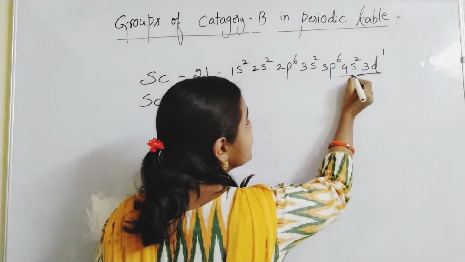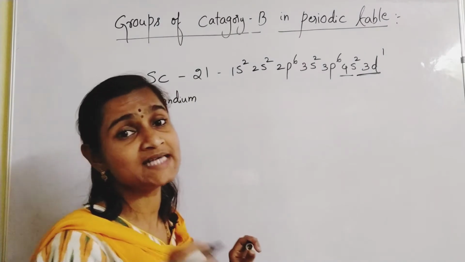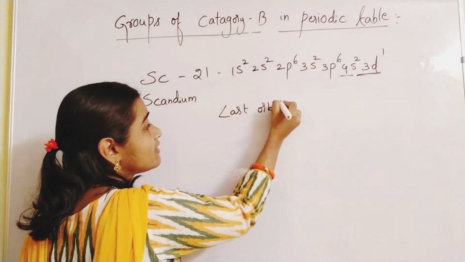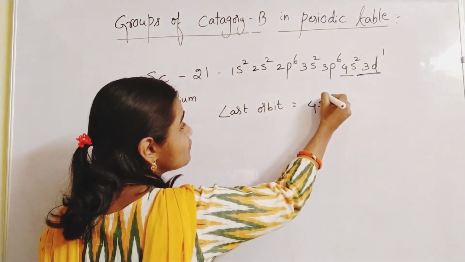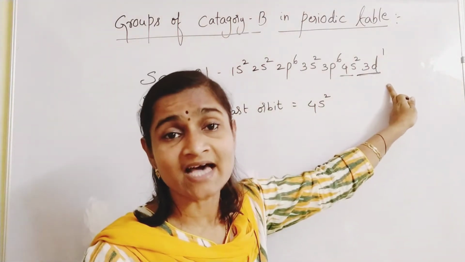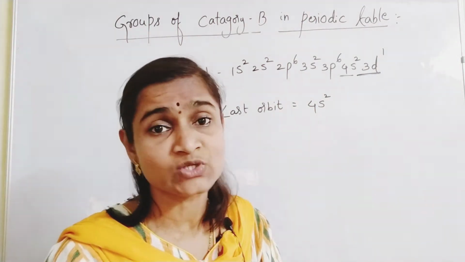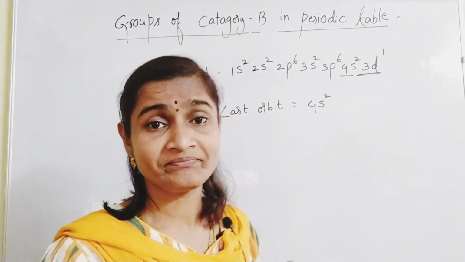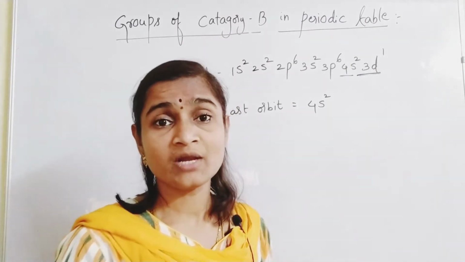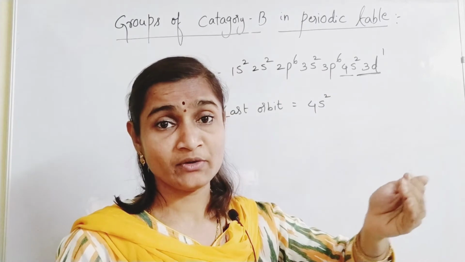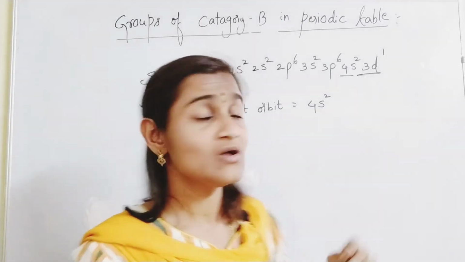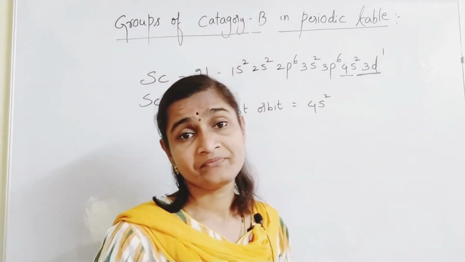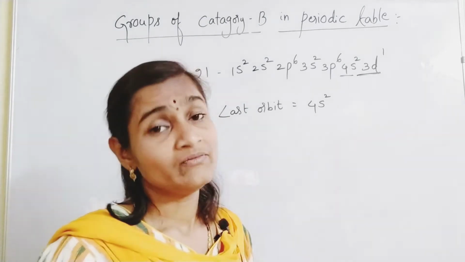Please understand carefully: whatever is written last is not necessarily the last orbit. Here the last orbit is 4s, 4s2. 3d is written last, but after the third orbit only the fourth orbit exists. So here the last orbit is the fourth orbit.